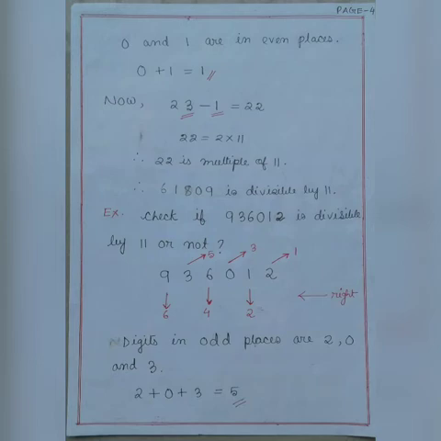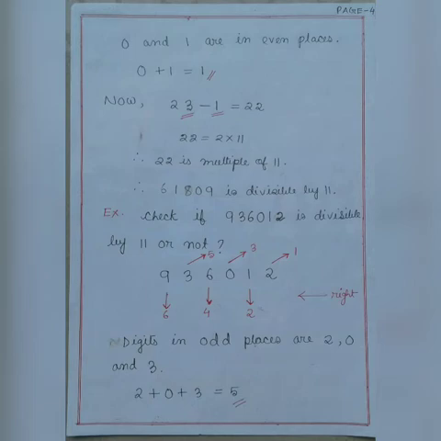Therefore 61809 is divisible by 11. Let us check with another example. Check if 936012 is divisible by 11 or not.